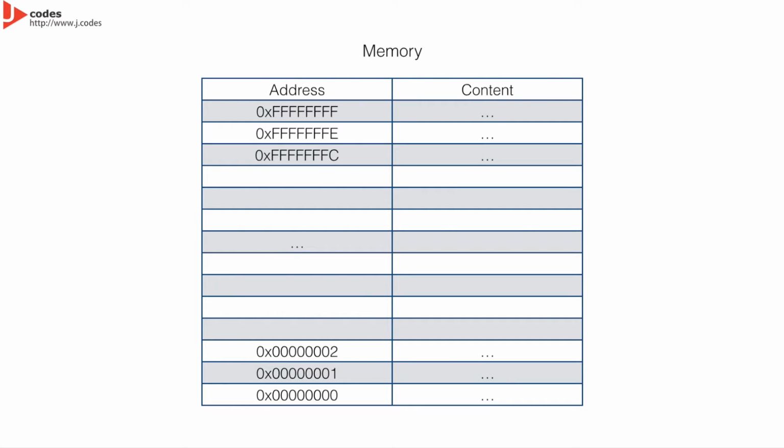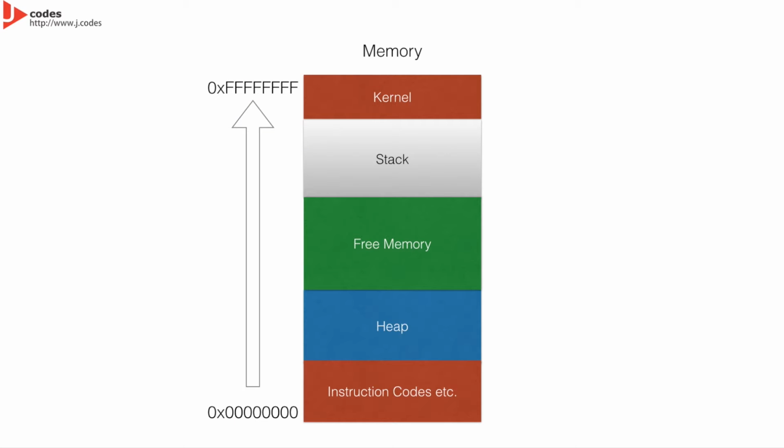So, what is memory? Memory is a big table which contains two columns. One, the address, which is the index of each row, and the other is the content. There are five main portions of memory. There are the kernel, the stack, the free memory, the heap, and the instruction codes, etc. The three portions that we're most interested in for this tutorial are the stack, the free memory, and the heap.